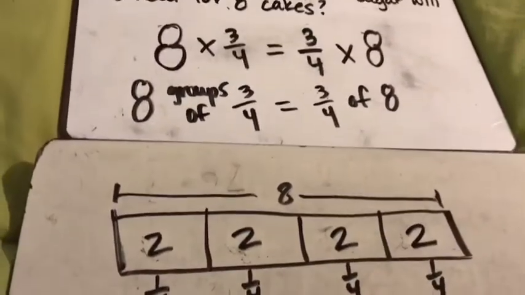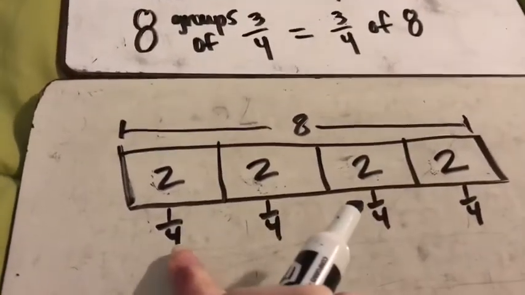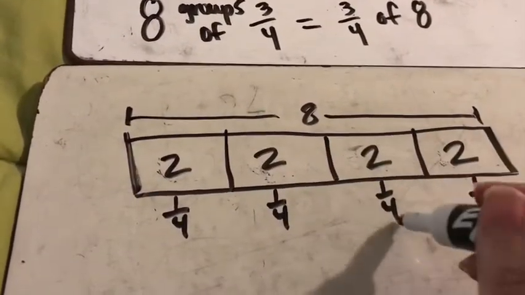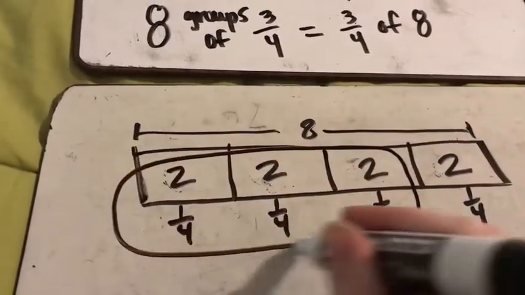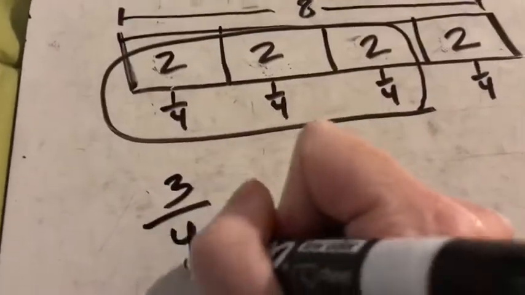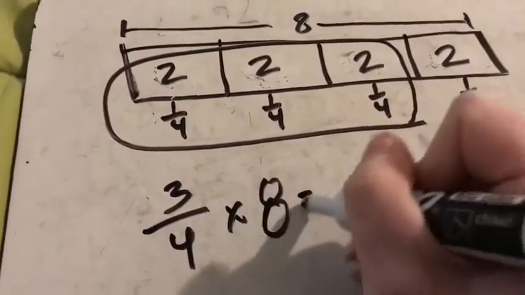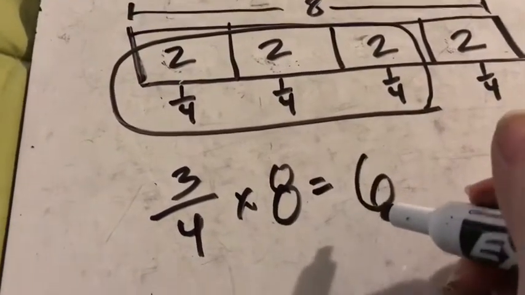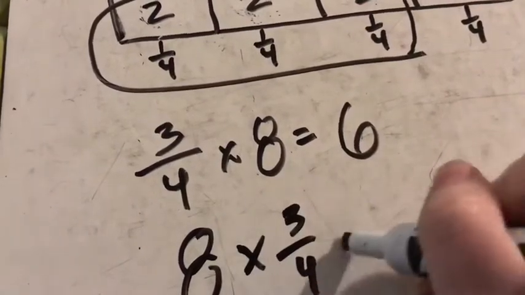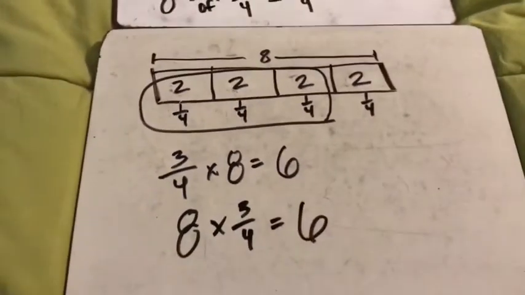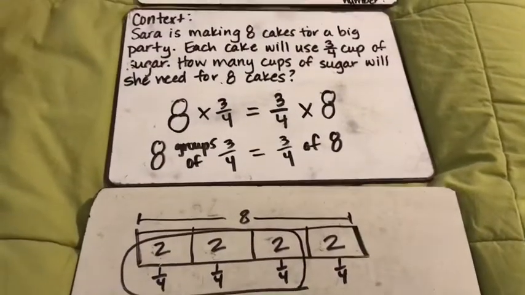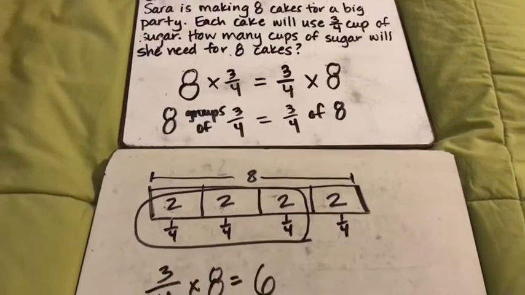So now if I wanted to know what is 3/4 of 8, I know 1/4 of 8 is 2. 2/4 of 8 would be 4. 3/4 of 8 would be 2 plus 2 plus 2. So 3/4 of 8 equals 6, because that's 2 plus 2 plus 2. So then I know 8 times 3/4 is also 6. So that's much less work for your hand, but you do have to have understanding of how that commutative property works to be able to think about it that way.